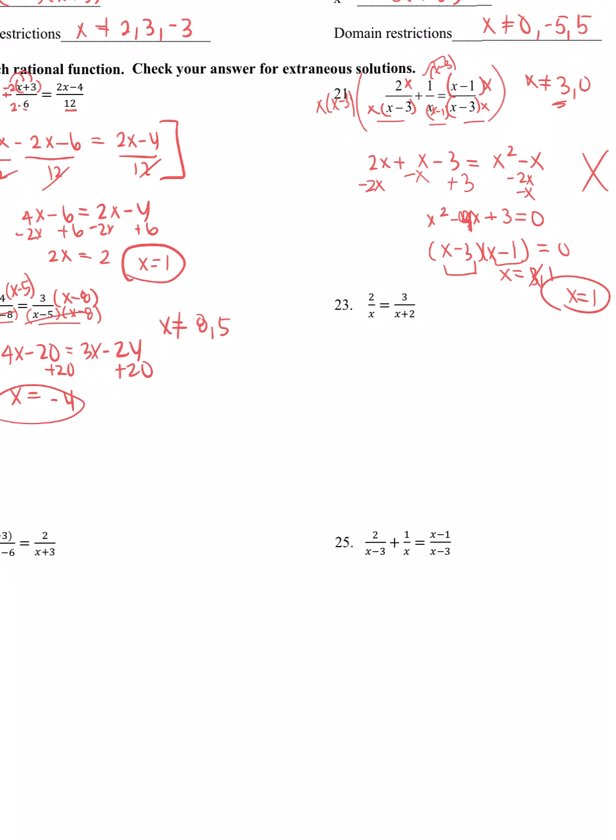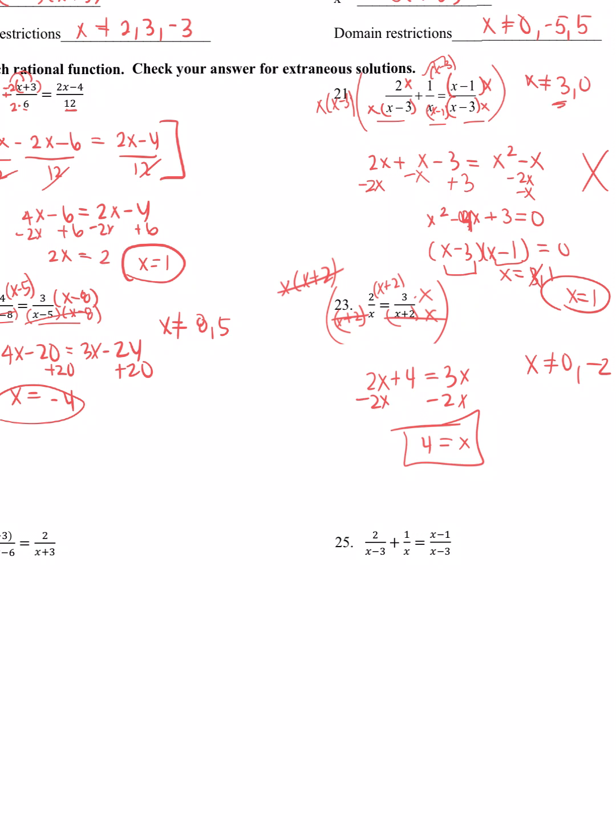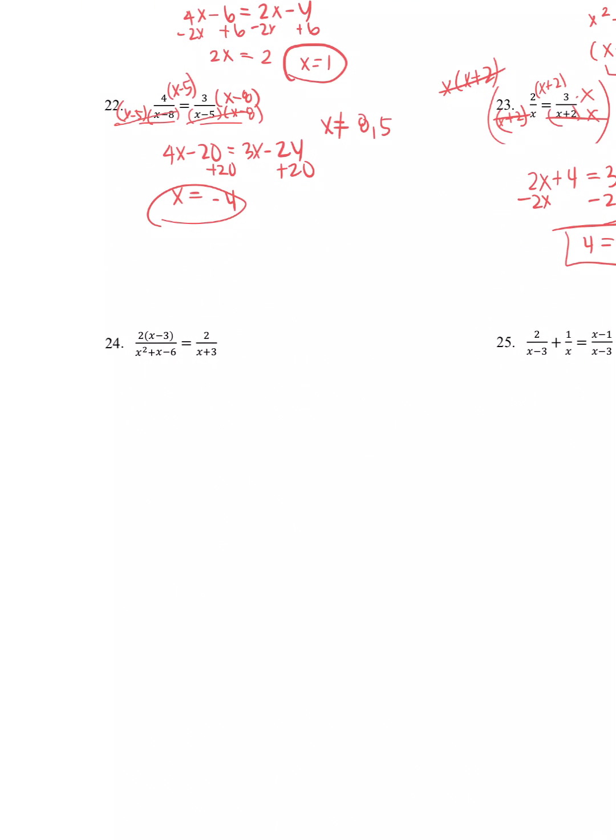Next one, common denominator again. This is going to be an x plus 2 to the top and bottom. This one's going to be an x to the top and bottom. And then with my denominator being the same, I'll multiply it away to make it go away so I can ignore it. Distribute the 2. I have only one solution, so I simply solve, and I get 4 equals x. My extraneous solutions were 0 and negative 2, which isn't on the list, so that is my answer.